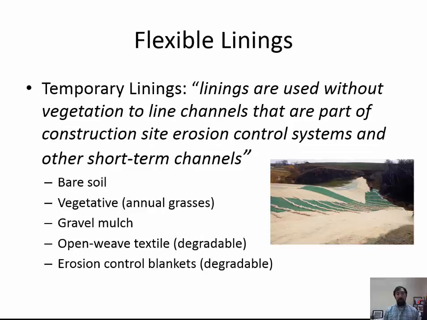Our final thing to talk about for this lecture is temporary linings, and we've all seen lots of these all over the place. Anytime we have a disturbance, we tend to see temporary linings, especially in areas where we might have some runoff. These linings are used, maybe without vegetation, to line channels that are part of construction site erosion control systems or other short-term channels. It could be hydroseeded annual grasses, bare soil, gravel mulch, open weave textile, or erosion control blankets to get us into the transitional state or into long-term linings.